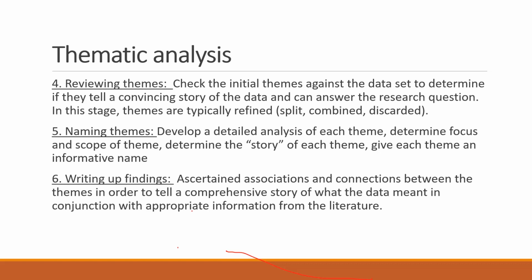The fifth stage of thematic analysis is naming themes. So you develop a detailed analysis of each theme. You determine the story of each theme, and you normally then name the theme. And the last step of the six-step process is you need to ascertain associations and connections between the themes. How do the themes relate to each other? And how do the themes relate to what is already known, what is out there in the literature, in order to create a more holistic picture of what has happened or what is happening?